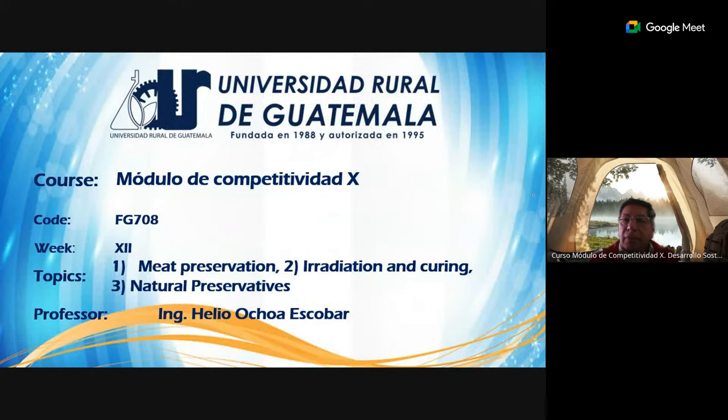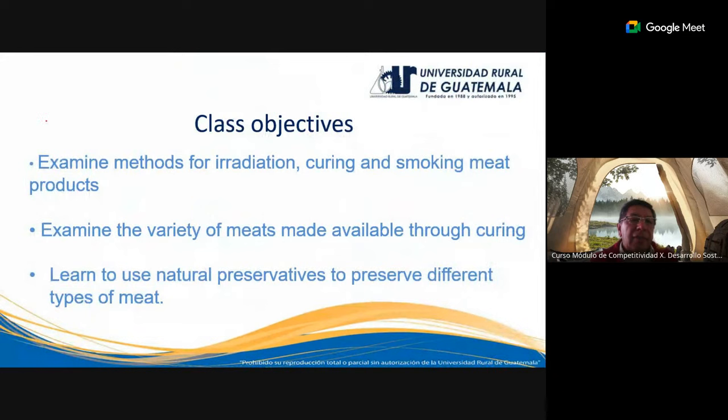Okay, let's repeat some of the topics because I started a little bit early. So the topics for today are number one, meat preservation, number two, irradiation and curing, and number three, the natural preservatives. Our class objectives are the first one, examine methods for irradiation, curing, and smoking meat products. Second, examine the variety of meats made available through curing. And the last one, learn to use natural preservatives to preserve different types of meats.